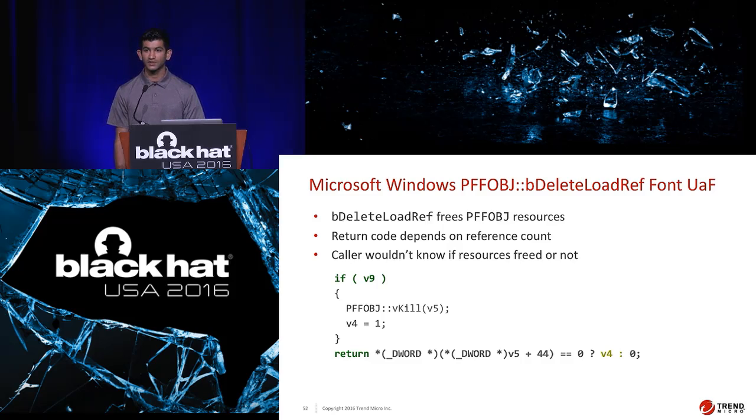Specifically, it's used to free resources associated with the PFF object. But the issue here is the return code was very dependent on the reference count. So if the PFF object still had any references to it, then this bottom check would fail, and it would just return zero, even though it may have actually freed the associated objects. So you'd have a PFF object that has stale pointers to objects that can be reclaimed. And as a result, the caller wouldn't necessarily know if the resources were freed.